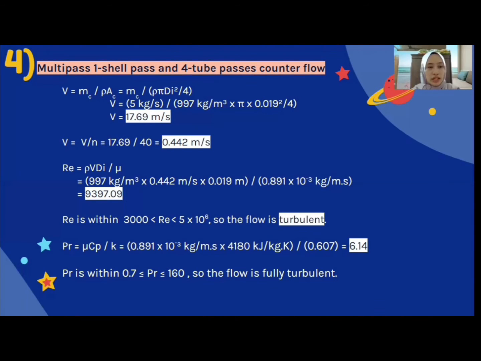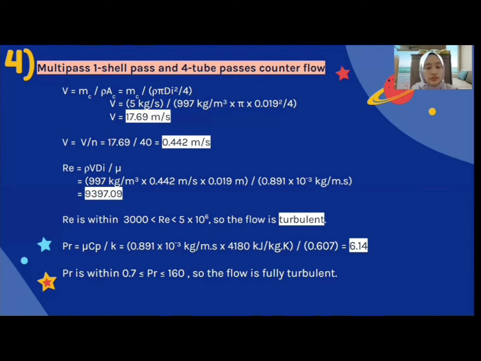And to calculate the Reynolds number, we substitute the value for the density, which is 997, the velocity that we calculated just now, which is 0.442 meter per second, and the inner diameter of the tube, which is 0.019 meter, and we divide it by the dynamic viscosity, which is 0.891 times 10 to the power of negative 3, and we got the Reynolds number 9397.09.